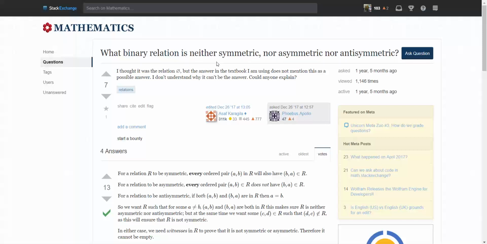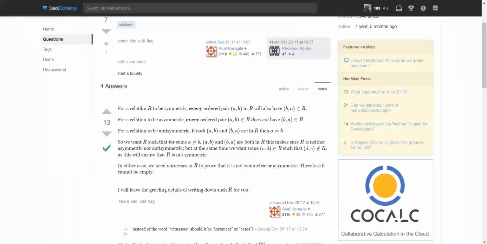What is a binary relation that is neither symmetric nor antisymmetric? I thought it was the empty relation, but the answer in the textbook I'm using does not mention this as a possible answer. I don't understand why it can't be the answer. Could anyone explain? For a relation R to be symmetric, every ordered pair (A, B) in R must also have (B, A).